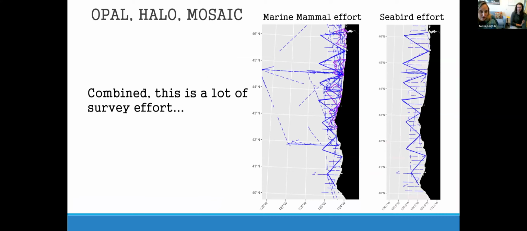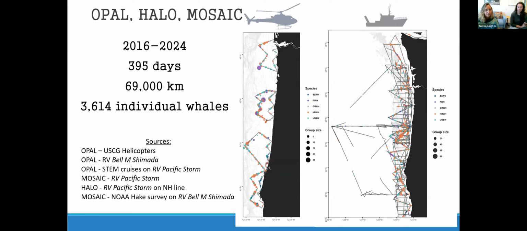So with all of that effort over many years, these are our on-effort survey track lines for either marine mammals on the left figure there or seabirds on the right. And combined, it is a lot of survey effort, particularly in the shelf regions of Oregon.